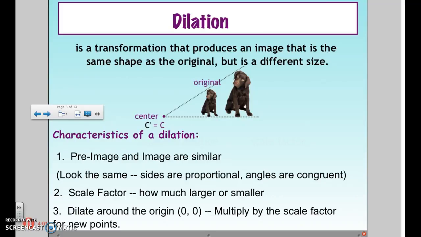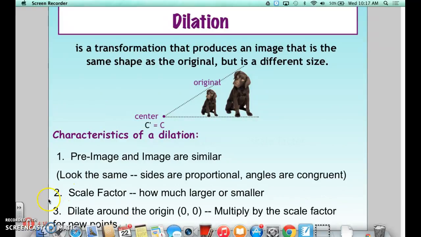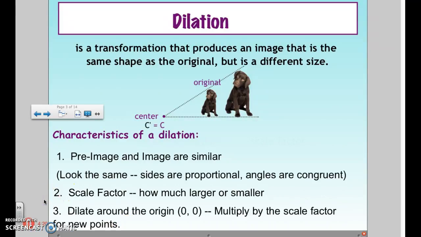And finally, the third characteristic is that when you dilate around the origin, that point 0, 0, all you do is multiply. Even if you have a fraction, you still multiply by the fraction. So again, for the last one, you will multiply whether it's a fraction or not. Whole numbers are a whole lot easier to multiply by, but when you start shrinking your pictures from the original to a smaller figure, you're going to have a lot more fractions involved.